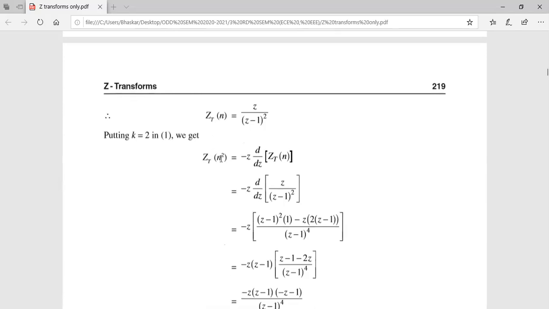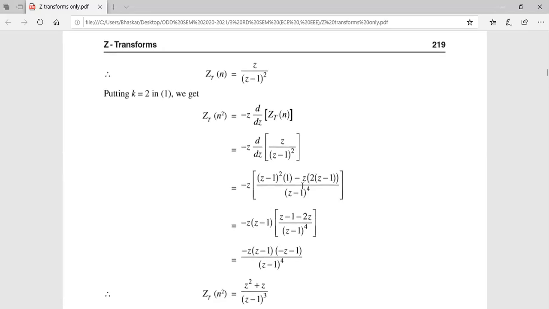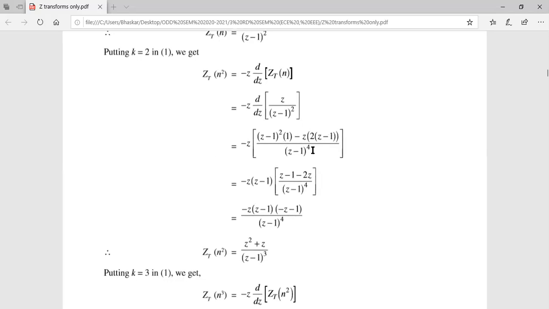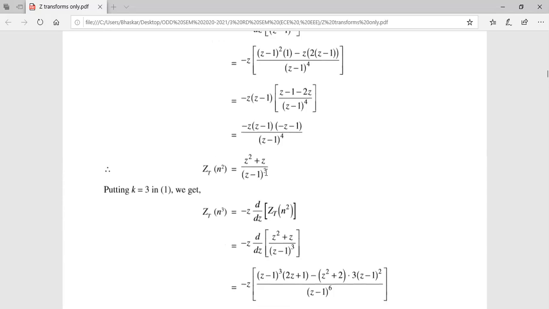Similarly, if we substitute k is equal to 2, we get the Z transform of n square. We apply the same formula: minus z into d by dz of the Z transform of n power 1. N power 1 we already got as z by z minus 1 the whole square, so we just substitute it here. Now again we differentiate by applying the quotient rule. We get v square, z minus 1 whole power 4, into z minus 1 whole square into u dash, which is 1, minus u into v dash, which is 2 into z minus 1. Simplifying, z minus 1 and z minus 1 whole power 4 cancel in part, and the denominator becomes the whole cube. We get z square plus z divided by z minus 1 the whole cube.